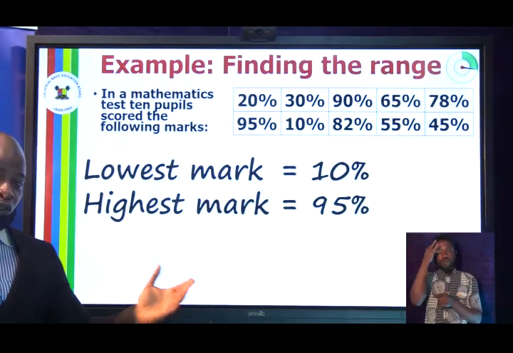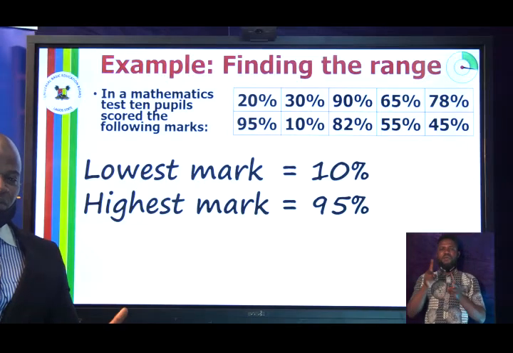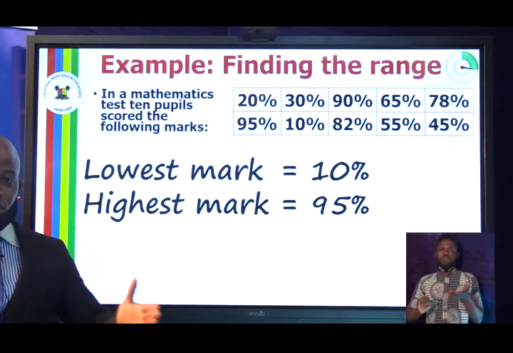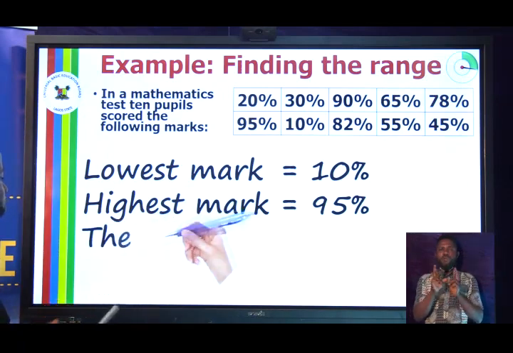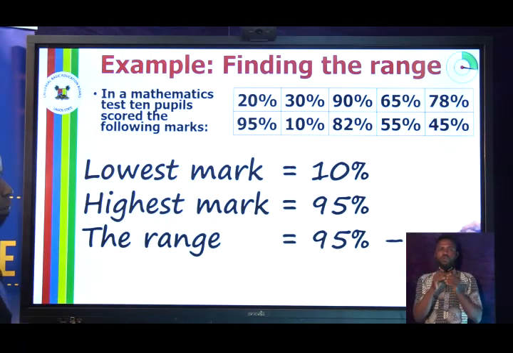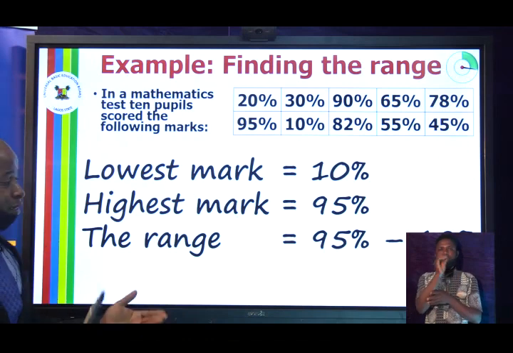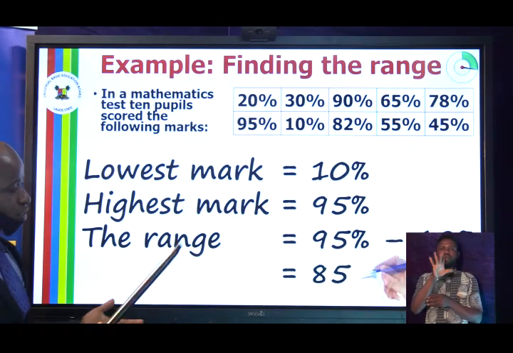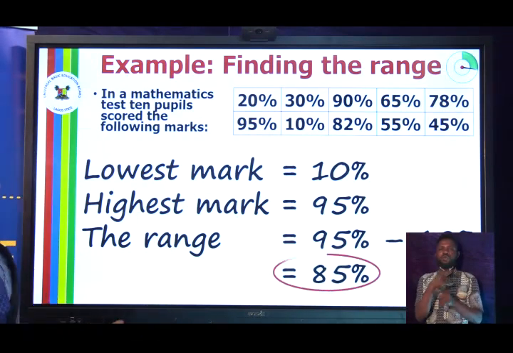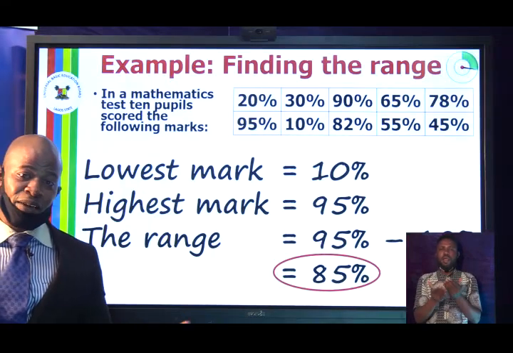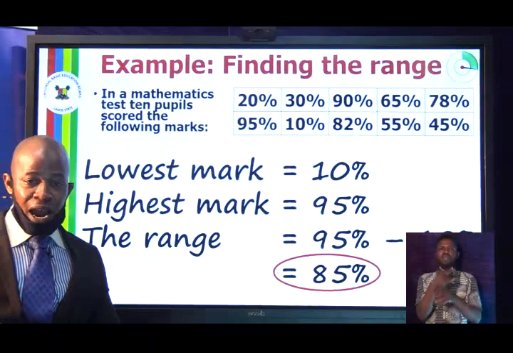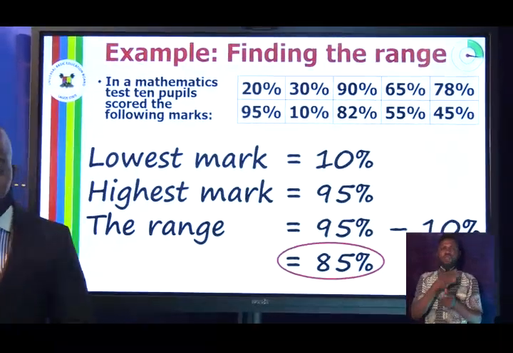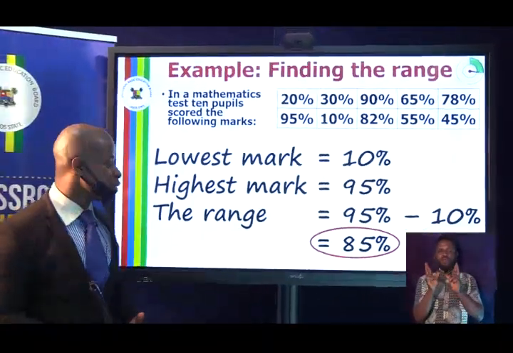So now when you know the lowest mark and the highest mark, it's very, very easy to find the range. Just subtract the smallest from the biggest. So to find the range, we say the range is equal to 95% minus 10%, and that gives us 85%, and this is just the final answer. It's as simple as ABC. When you're given a set of data, just take the highest and take the lowest and subtract them. You have the range, my friend.